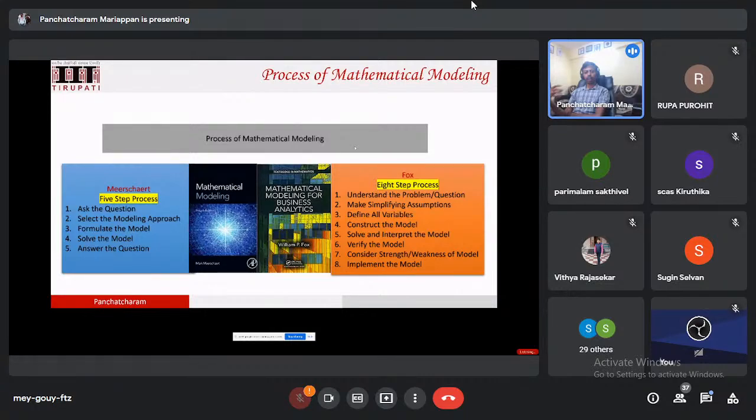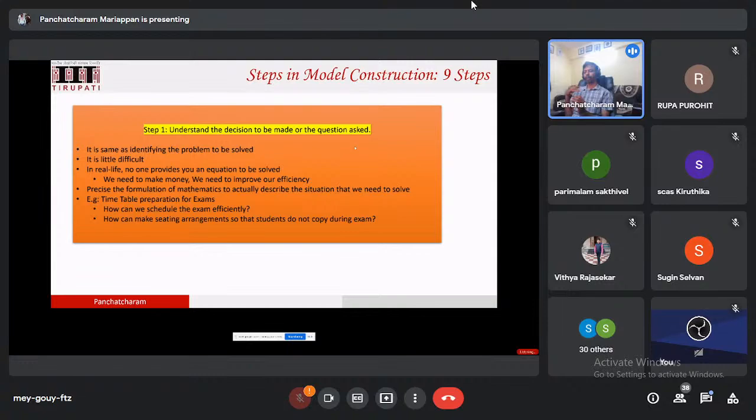Then there is no equation. But you can convert that into some kind of equation and then you can solve it. You can solve it using some graph theoretical approach or tree approach, etc. Okay. So for that, the question is: how can we schedule the exam efficiently? That is question number 1.